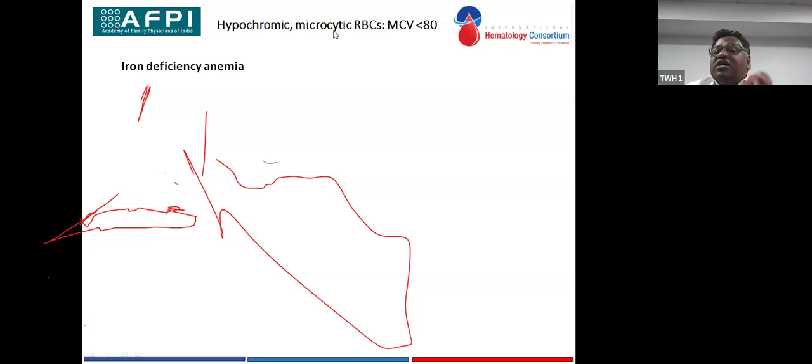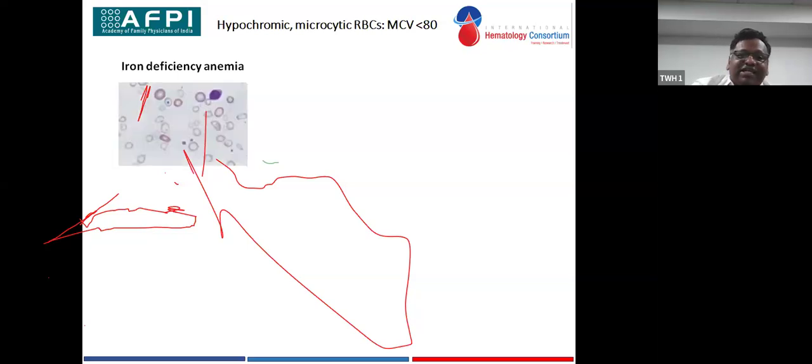Microcytic means it's a smaller RBC. And rule of thumb for me, MCV less than 80, microcytic. Okay. So somebody has come with low hemoglobin, the cells are smaller and they have less color. Color means hemoglobin, right? So what is the cause? Of course, commonest cause will be iron deficiency.